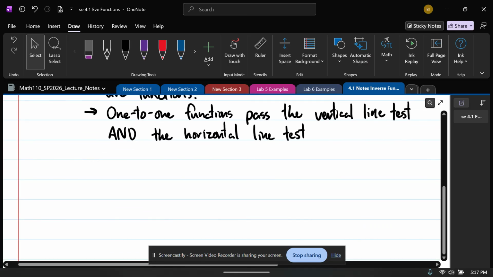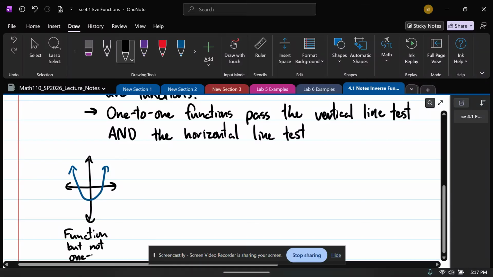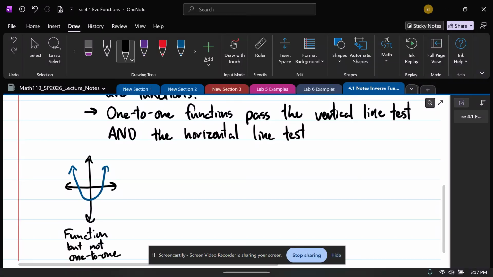Okay, so let's look at some pictures of graphs that do these things or don't do these things. So I'm just going to draw a little small coordinate plane. It doesn't have to be real big, and I'm going to put a parabola on it. So there's a graph. That graph is a function, but it is not one-to-one, because it would pass the vertical line test, but it's failing the horizontal line test.